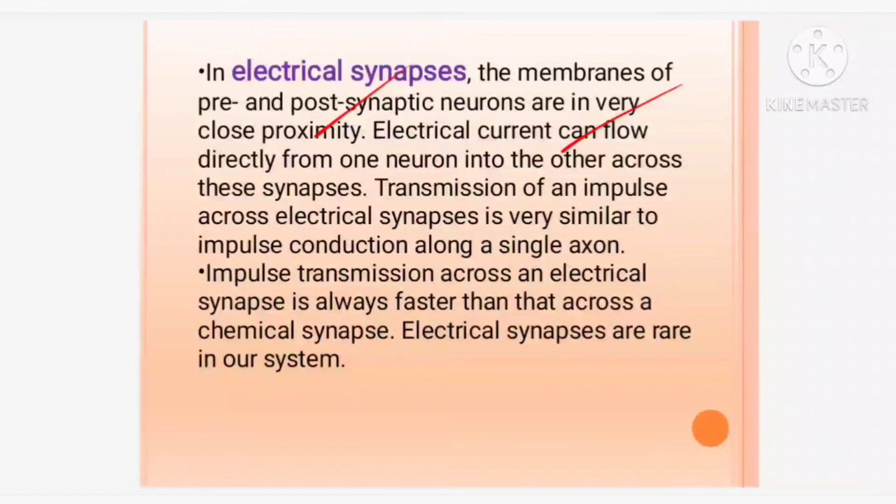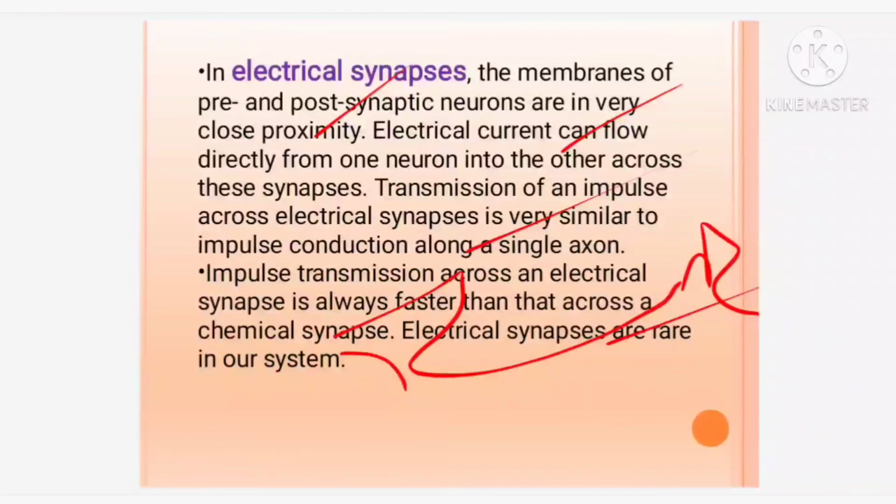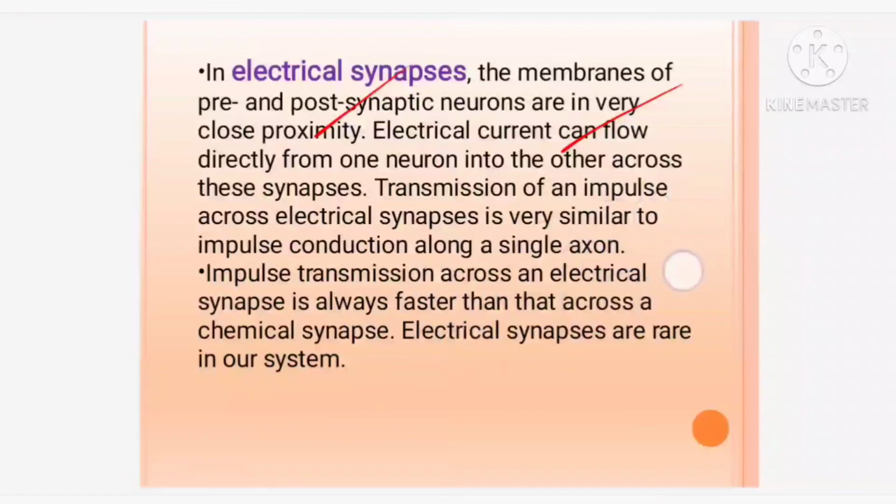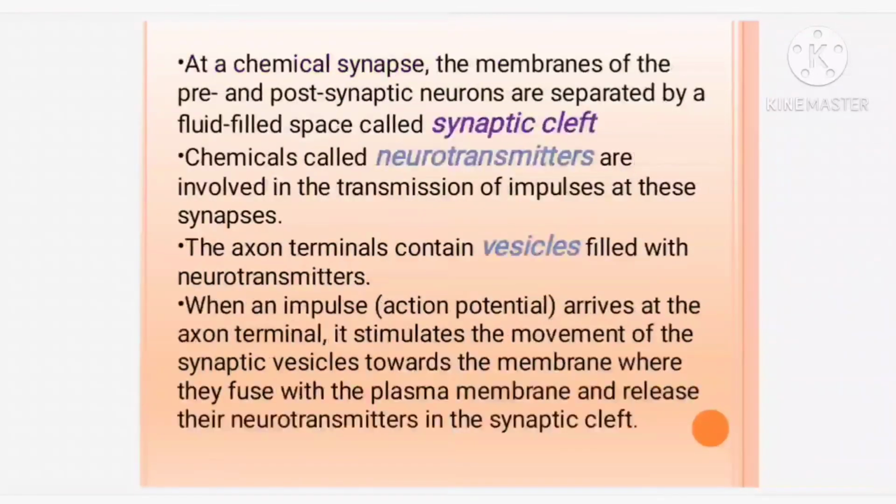Transmission of an impulse across electric synapse is similar to the impulse conduction along a single axon. Just like an axon, the next one is also transmitting. Okay, there is no chemical release and all, right? And this is much faster. Here the conduction is much faster.